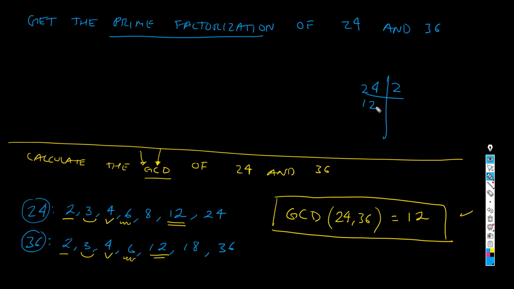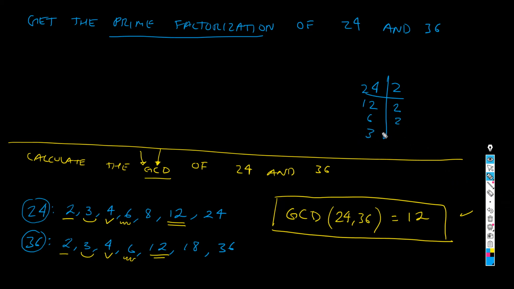Yes, we get 12. Can we divide again over 2? Yes, we get 6. Can we divide over 2? No. We go to the next number, which is 3. Can we divide 6 over 3? Yes. We divide it and we get 2. And finally, can we divide... I'm sorry, no, I made a mistake there. Can we divide 6 over 2 again? Yes, we can. And we get 3.